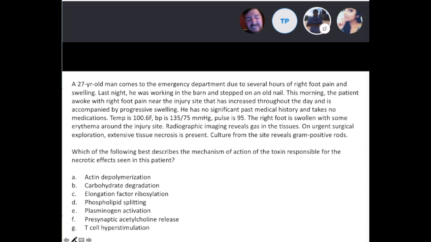So it helps to figure out what organism is affecting this guy first. Does anybody know? Clostridium perfringens is what causes the gas. Gas, yeah, and the crepitus. And what toxin does Clostridium perfringens have? Alpha toxin. Right.